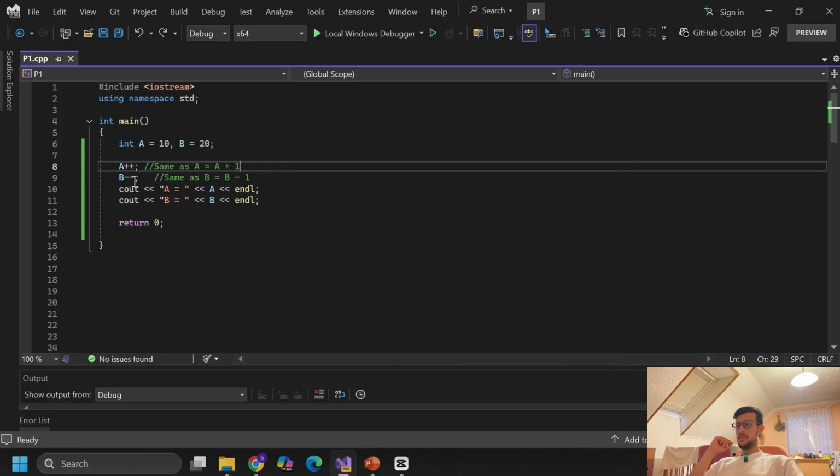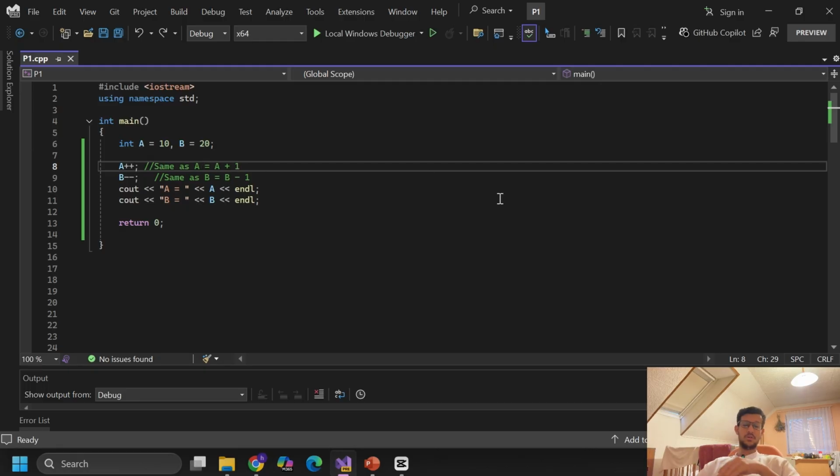Alright, this is our program: integer a equal 10, b equal 20, and here we use the increment operator a plus plus. We said it's exactly the same as a equal a plus 1, and here we use the decrement operator b minus minus, the same as b equal b minus 1. You will ask me what the difference is between the increment operator and a equal a plus 1. I will tell you that usually developers use increment and decrement operators.